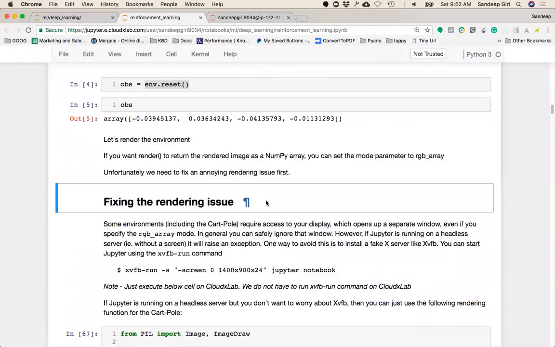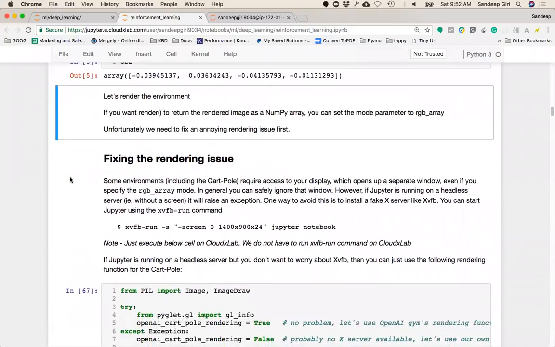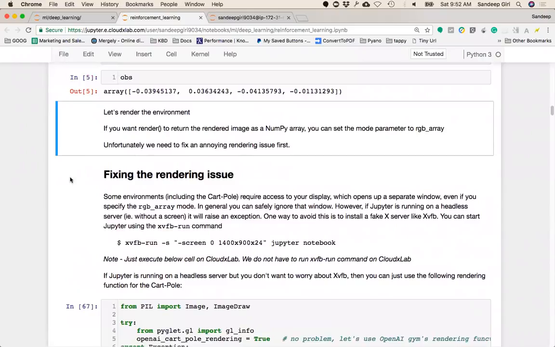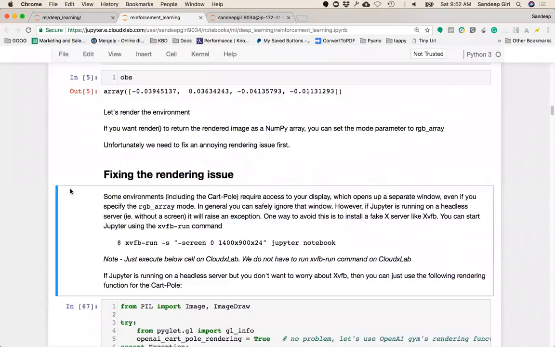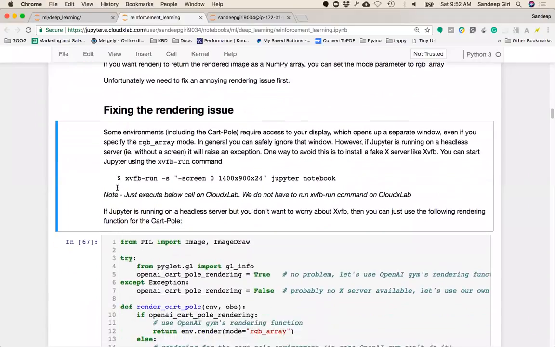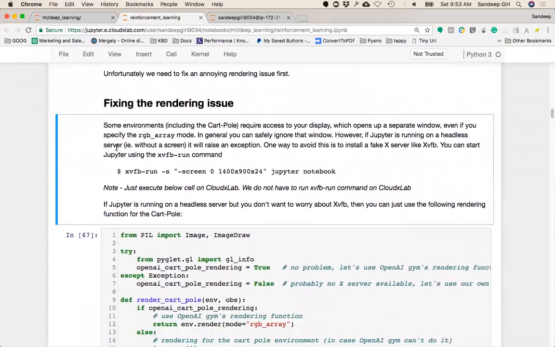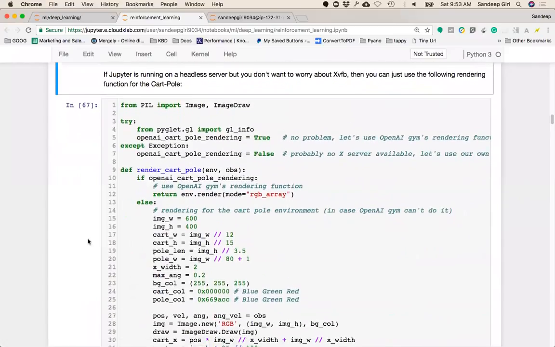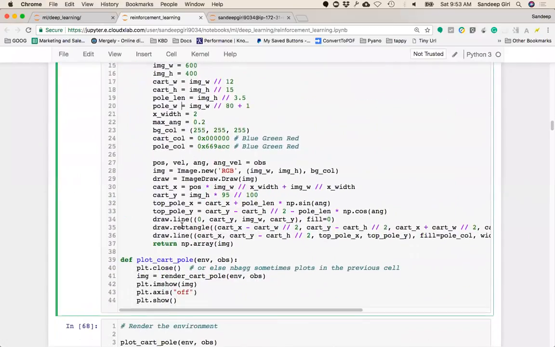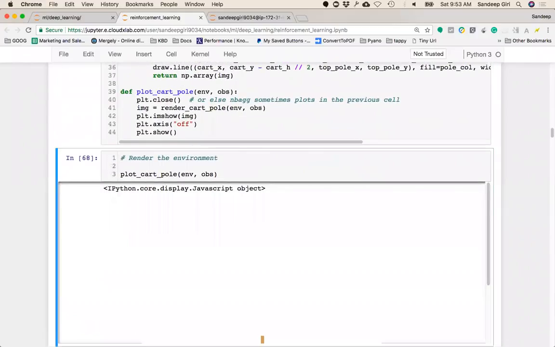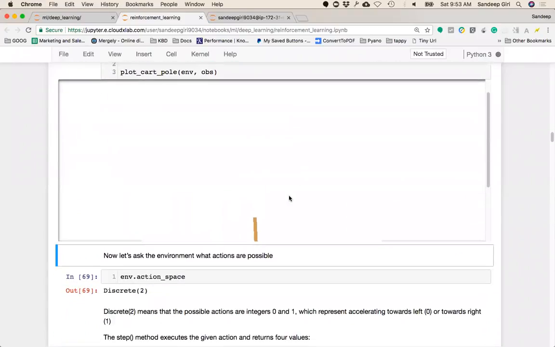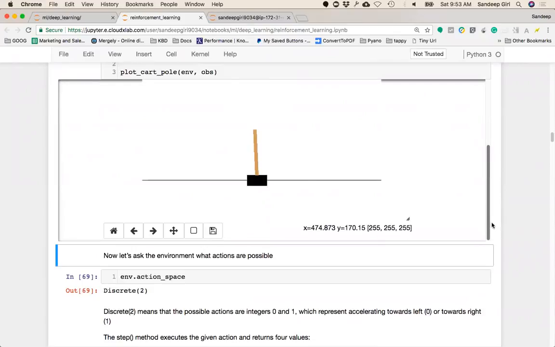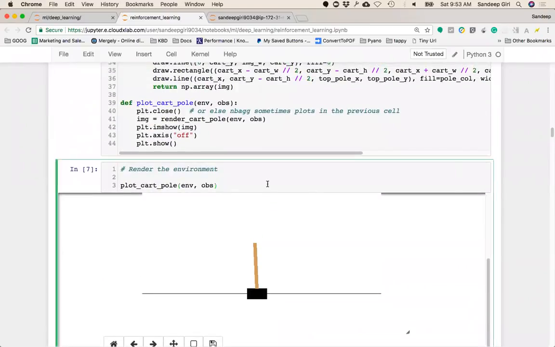Okay, so all right. If you want to return the rendered image as a NumPy array, you can set the mode to rgb_array. All right. So to make it run, if there was a UI or GUI, we could have run it easily from the desktop. So we are going to add these extra functions, which basically render the image, so that we can display it here. So now you can see that this is our cart, and this is the pole, at that point of time when we took this snapshot.